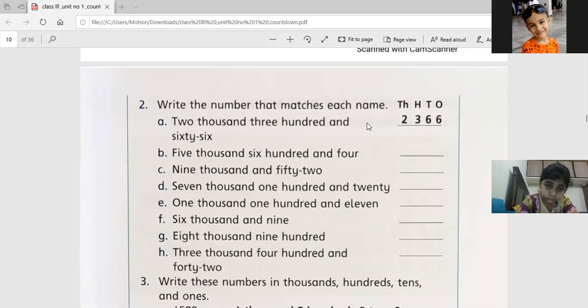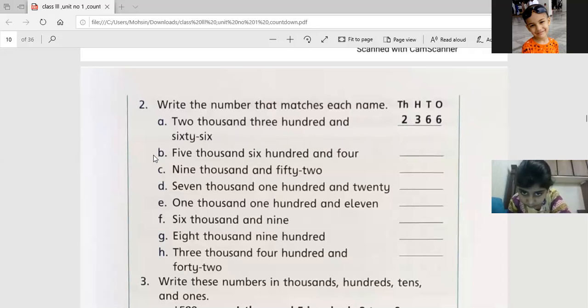You can see how many thousands we have. We have 2 thousands, so we write 2 under 1,000. Then how many hundreds do we have? 3, so we write 3 under 100. Now 66: 60 means we have 6 tens, so we write 6 under tens. And the last digit is 6, that is our ones, and we write it under the ones.